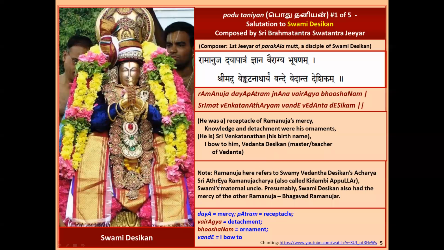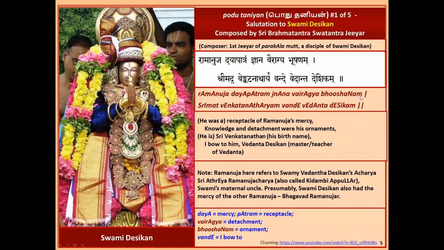So it's referring to someone called Sri Atreya Ramanuja Acharya, also called Kidambi Pullar, and it was the Swami's maternal uncle. But that's okay. It just says everybody needs to be a receptacle of their Acharya's mercy. So in this case, Swami Deshikan received the mercy of his Acharya. So that's one glory about him. And then he wore bhushanam.